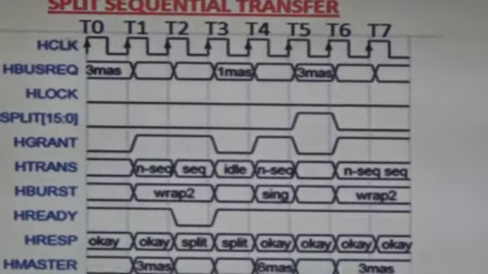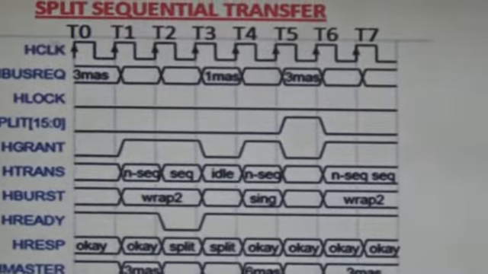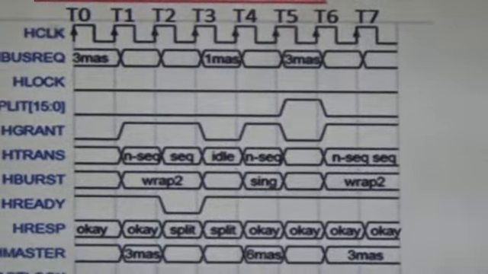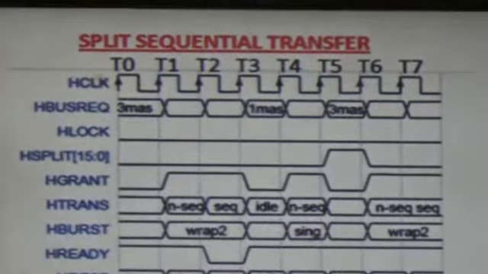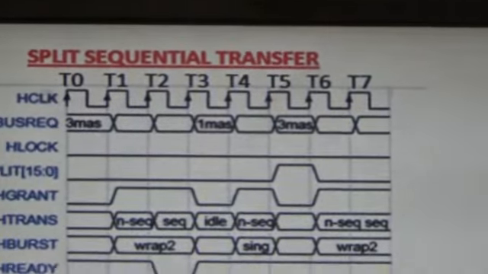So during the second split transfer, in the second clock cycle of the split, HTRANS becomes idle and the bus is free and all the transactions have been removed. Since the bus is free and the transaction is removed, the request from the masters to the arbiter continues.